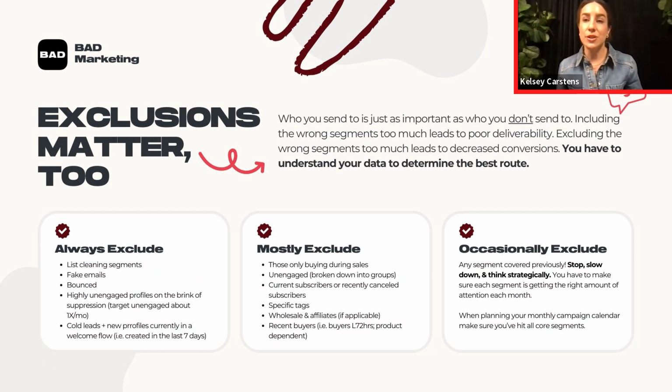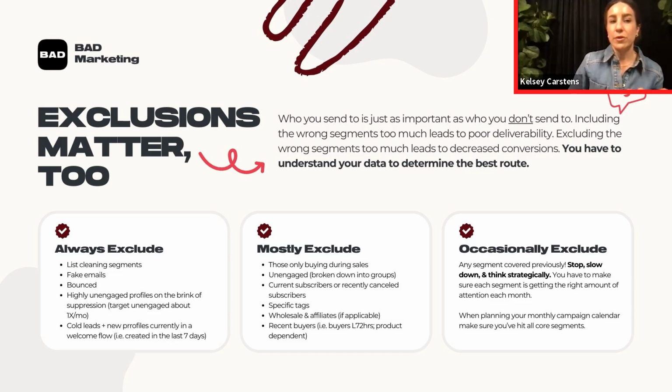So just keep that in mind as you're determining who to send to. This is also super important because if you exclude a segment too much, you're going to miss out on revenue. And if you don't exclude enough, you're going to harm your deliverability. So you really, again, need to understand your data to determine how to pair inclusions and exclusions properly. I've given you some ideas here. Again, you're going to have to really know your brand and your data and be able to take what I share here and tailor it to that, because not every brand is the same.